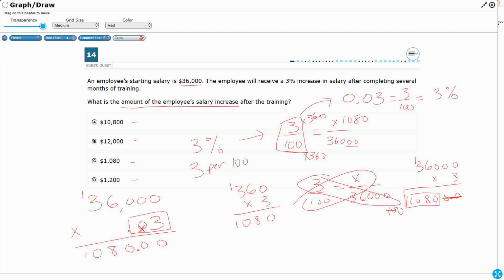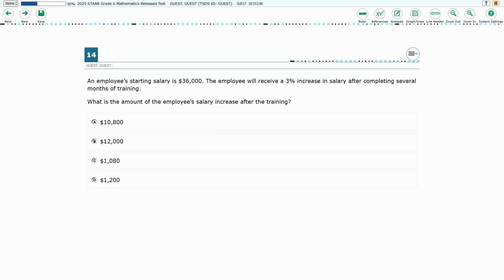So 3 different ways we can solve this. Probably the most efficient would be just to change the percent to a decimal and then multiply. So 1080. Be careful that we're not choosing A. A has got one extra zero we don't need. The answer here is going to be C.